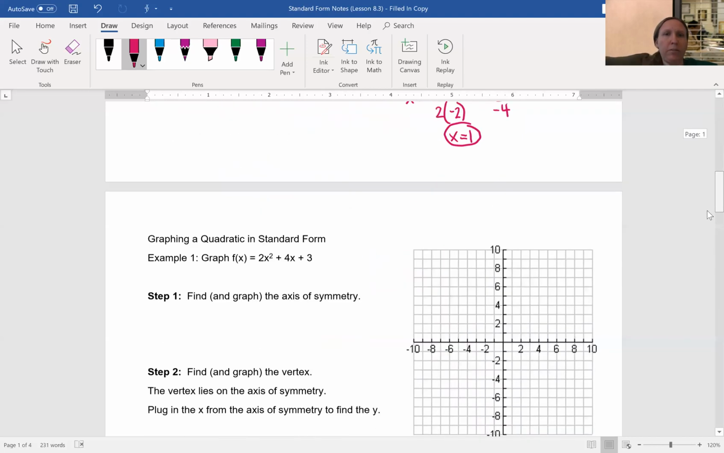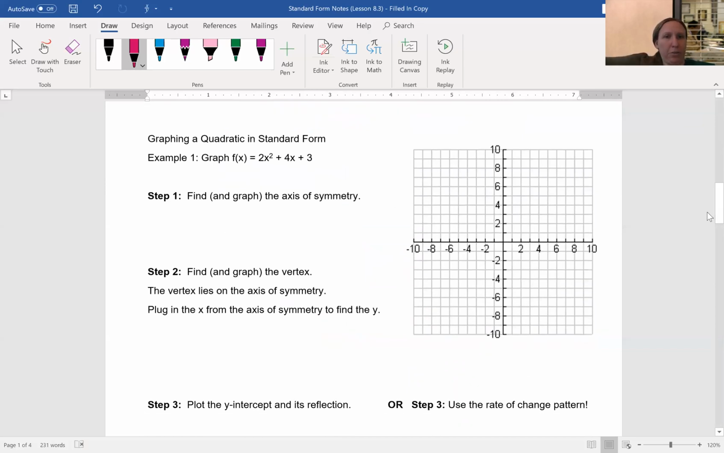Okay, so now we are going to go into graphing a quadratic in standard form. There's a couple steps. The first one is going to be to find and graph that axis of symmetry. So we're going to start with x equals -b over 2a. A is 2, b is 4, c is 3. So it's going to be x equals -b, which is -4, over 2 times 2. So -4 over 4. And our axis of symmetry is x equals -1.